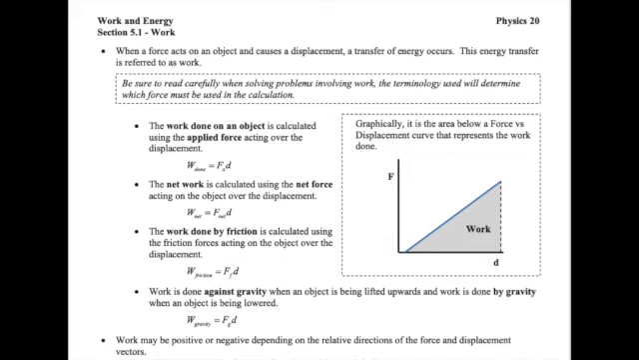Probably the most common is when you're looking at the work done on the object. And that's always going to be this applied force. And so if you see that phrase in the question, what's the work being done on the object? Then you're just going to take the force applied, multiply that by the displacement, and that's going to be the work done on that object. We can also talk about the net work being done. And if we're talking about net work being done, and this one's fairly intuitive, then we're just going to use the net force in that equation.